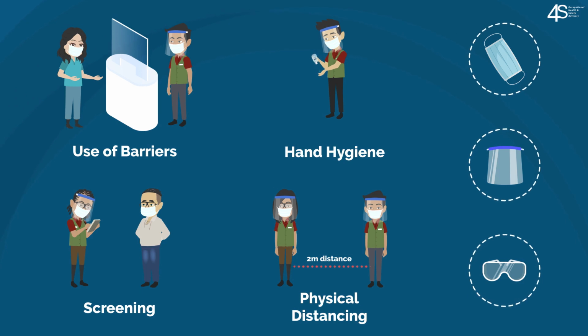When workers perform tasks that require them to work within 2 meters of another person without a barrier, for example, plexiglass, a partition, or a wall, PPE will be needed. For COVID-19, it is recommended to wear a mask at all times.